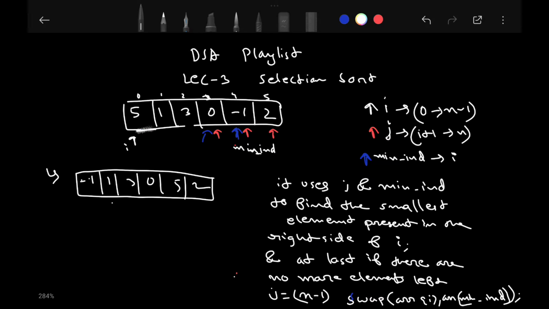Now i gets incremented by one index. Our current min is also initially starting there only, and our j is initially at i plus one index. And now we will perform the same process again, and once we perform the same process, let's see what happens.